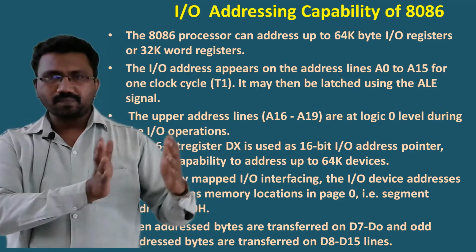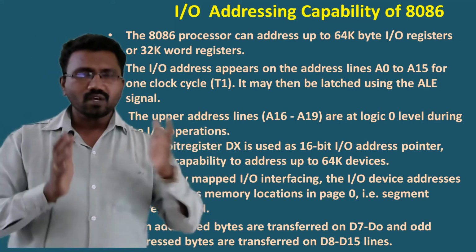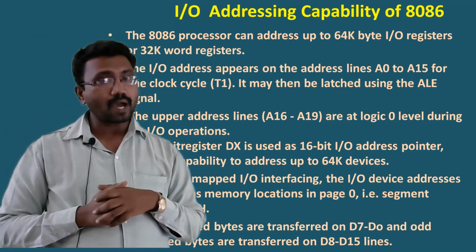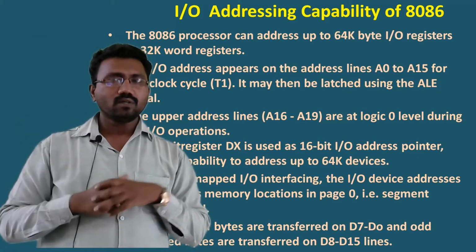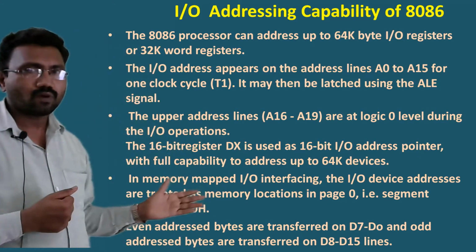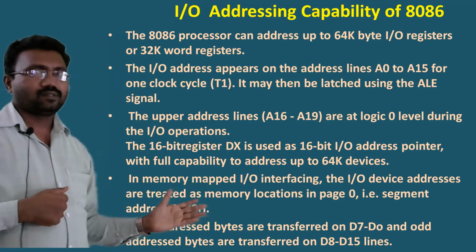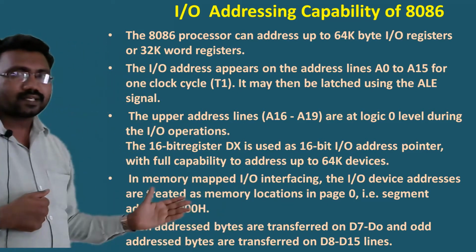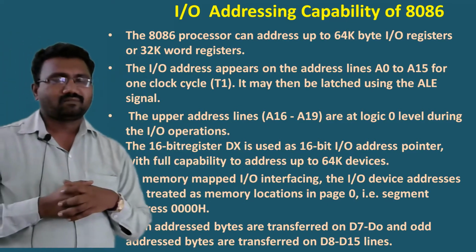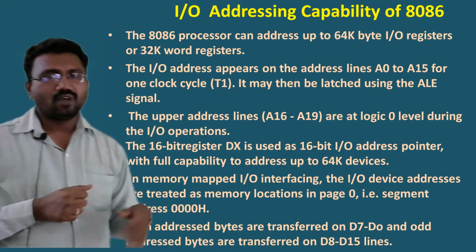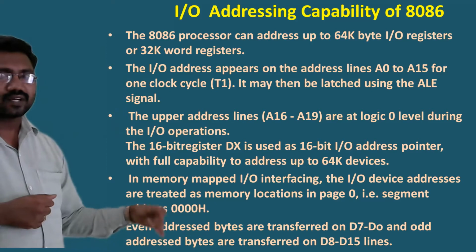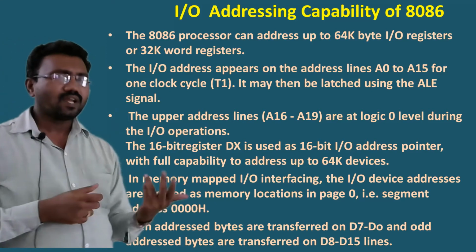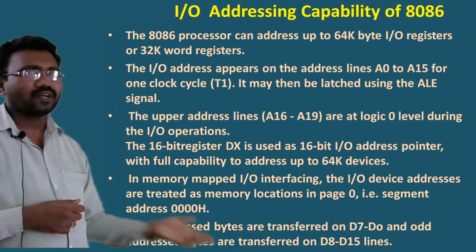A separate address space for memory operations, and a separate address space for IO operations. That is the main difference between memory mapped IO and IO mapped IO. In memory mapped IO, the same addresses, the IO device addresses, are treated as memory locations. Basically in page 0, even addressed bytes are transferred on D0 to D7, and odd addressed bytes are transferred on D8 to D15.